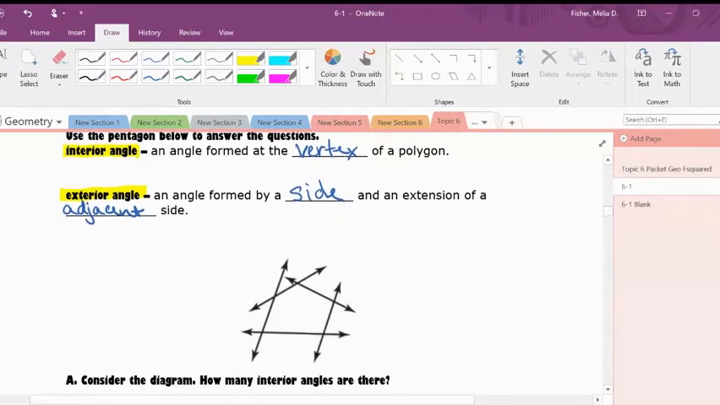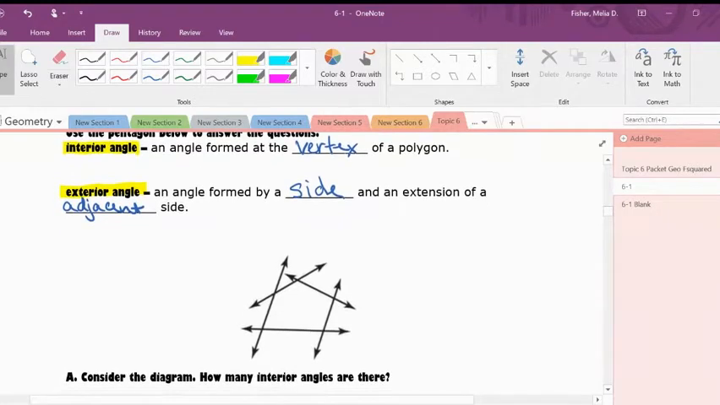So looking at this picture, interior angles would be these, 1, 2, 3, 4, 5. And then an exterior angle is formed right here using the edge of the triangle and then an extension of one side. So I can form one on this side or I can form one on the other side, but I really only have one per vertex.